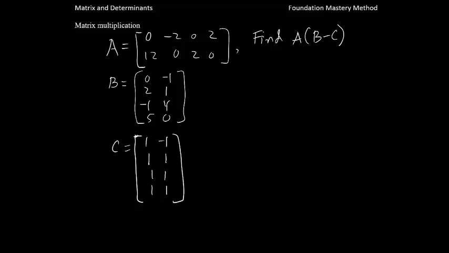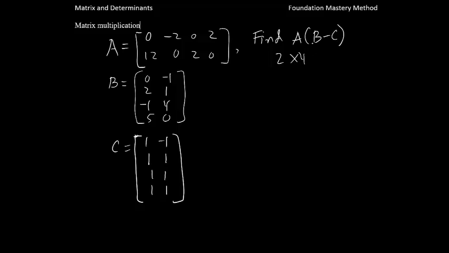We have given 3 matrices. A is a matrix of order 2 by 4, B is a matrix of order 4 by 2, and C is a matrix of order 4 by 2. Now we want to find AB minus C if possible. So first you can see the order of A is 2 by 4.